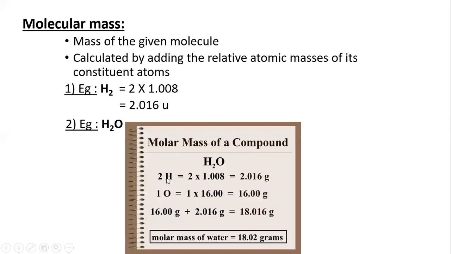Here 2 hydrogen. Now 2 into the atomic mass weight of hydrogen, which will give 2.016, and now here 1 mole of oxygen. So 1 into 16. The oxygen, their atomic mass will be 16. Which leads to give 16, and adding both of these we will get 18.016. So this will be the molar mass of water, or simply molecular mass of water.